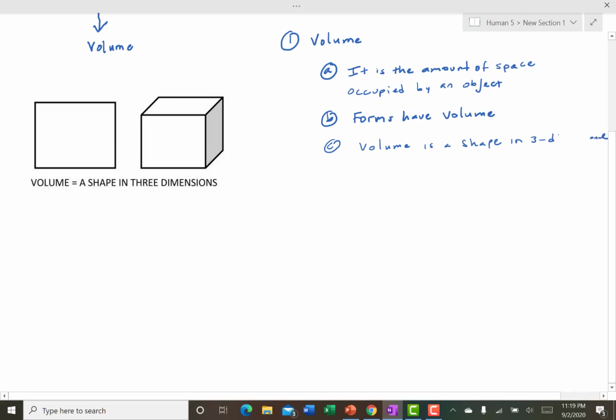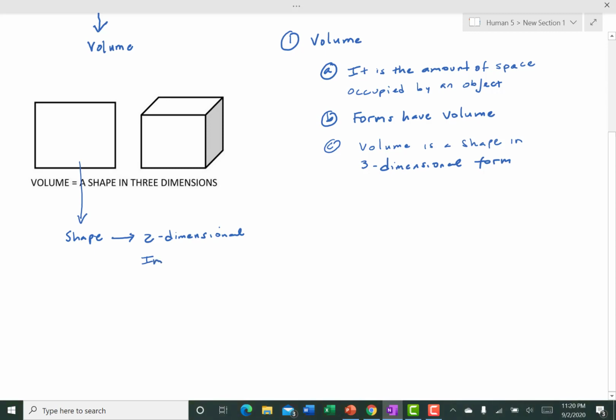Oh, I ran out of space. Let me put it down here. So a volume is a space in 3-dimensional form, right? That's the form part again. So what you have here is the shape, and the shape doesn't have volume because it's 2-dimensional. Now it can have implied volume.